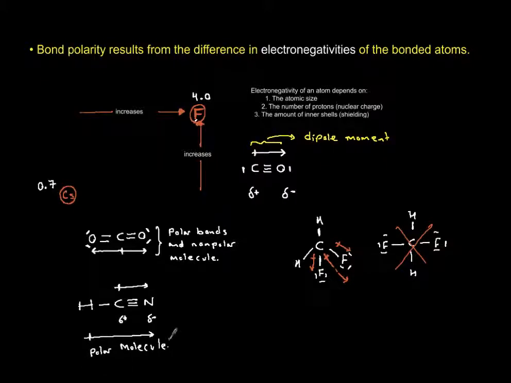So in order to decide on polarity, you have to respect electronegativity. If the two elements are different from each other, we are going to say the bond is polar. The more electronegative atom will pull the electrons more toward itself, and we show it with a dipole moment, an arrow.